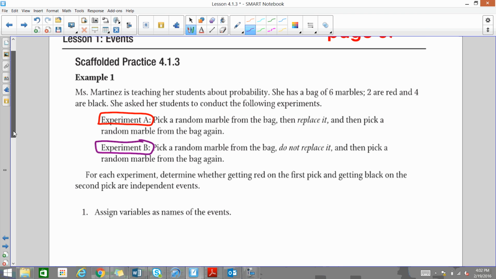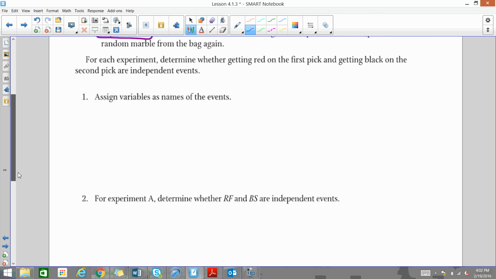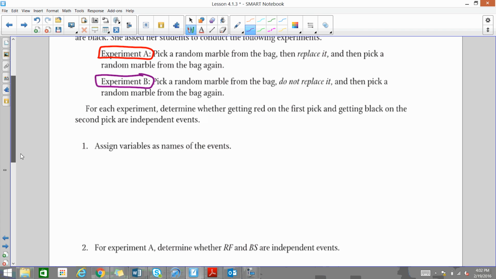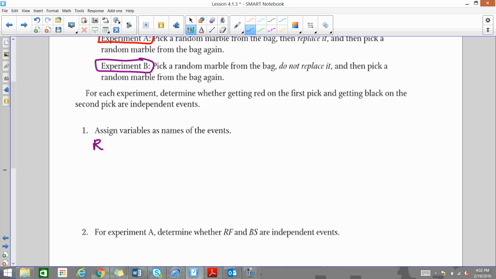So, number one, it says assign variable names for the events. Basically, what I would say is RM is red marble. Man, I'm going to spell this poorly. Oh, marble, I spelled it right. Red marble, and then black marble. So BM is black marble.